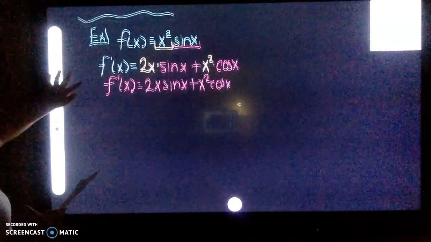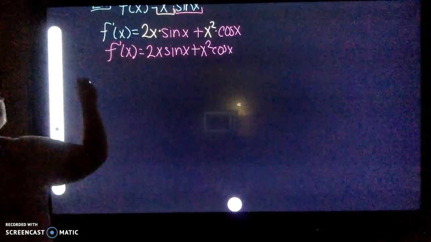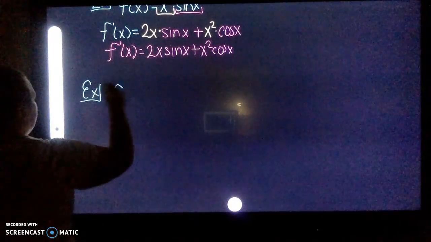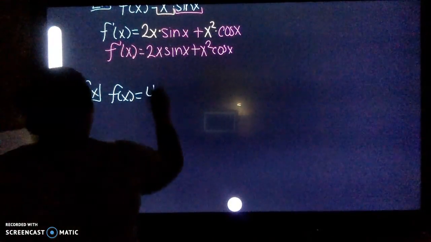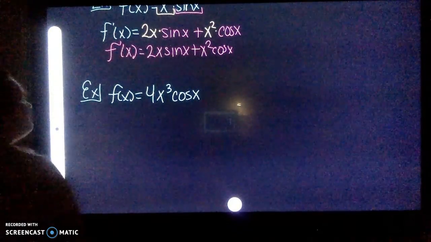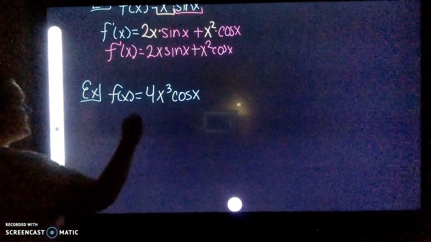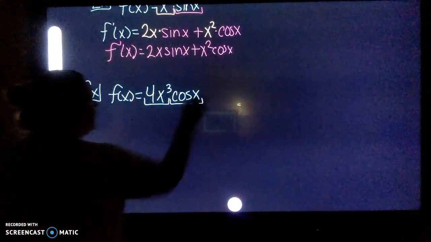So let's look at an example of another one. This example is going to be the function f of x is equal to 4x cubed times cosine of x. Again, 4x cubed will be my first function. Cosine of x will be my second function.